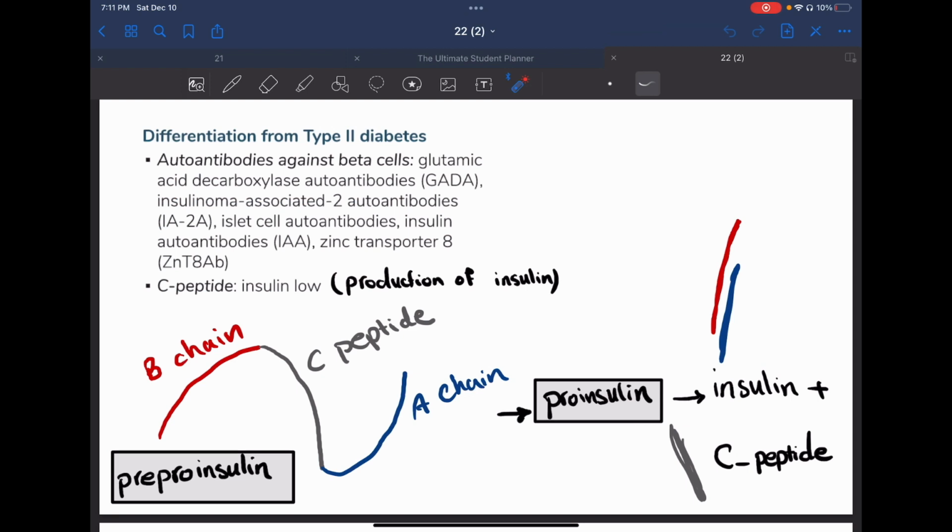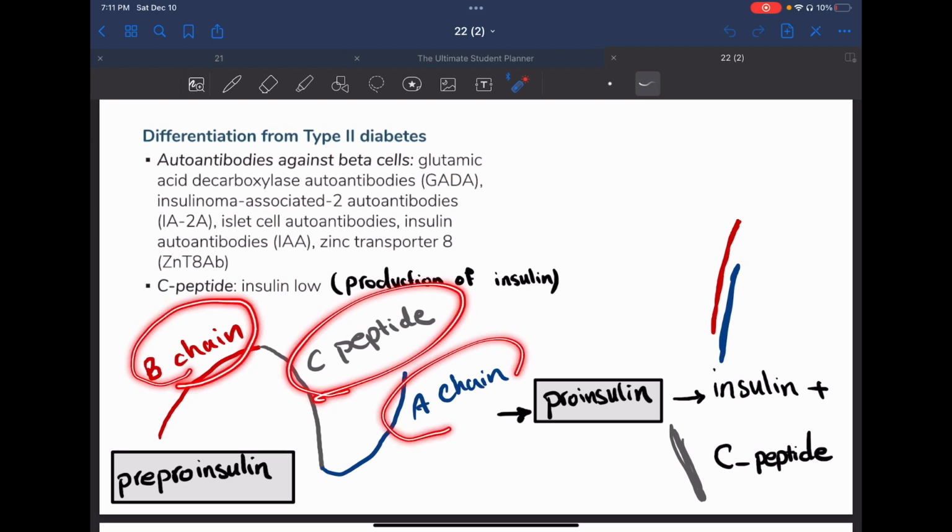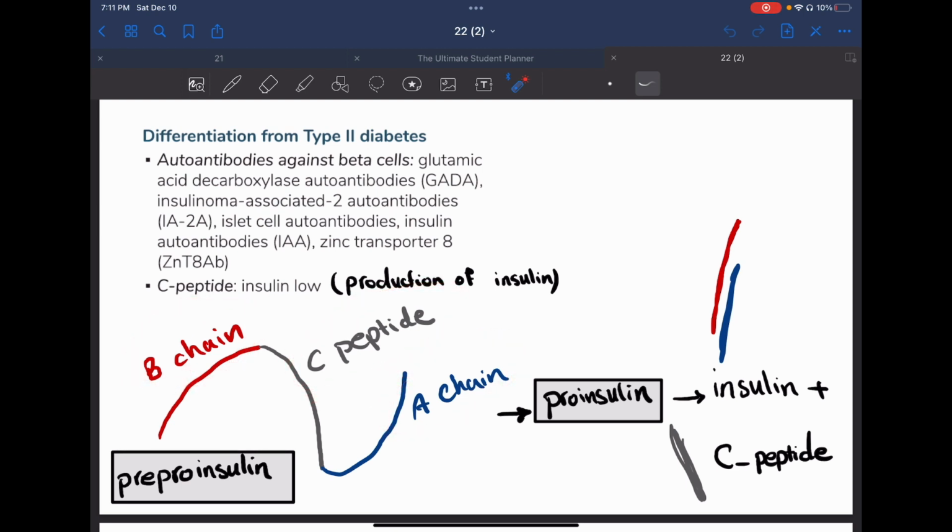How can we distinguish between type 1 and type 2 diabetes? Type 1 is an autoimmune disease, so the body produces autoantibodies against the beta cells. Another way we can distinguish between these two is by how the body produces insulin. We have pre-proinsulin, which has a B chain, C peptide, and A chain, and it produces proinsulin, and the proinsulin converts to insulin and C-peptide.